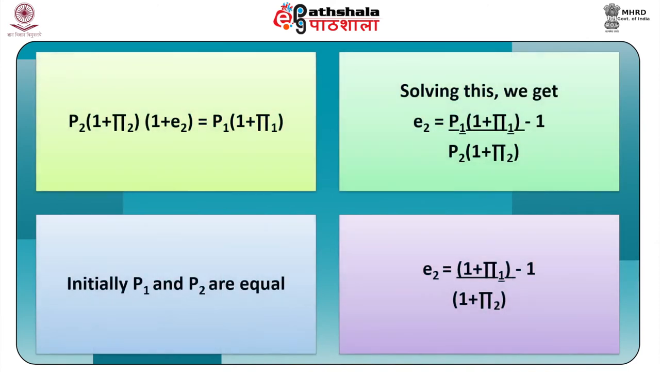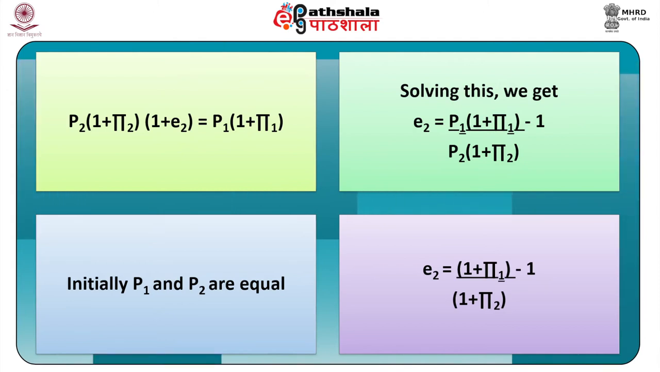Nation 2's price index from the point of view of nation 1's consumer becomes P2 × (1 + pi 2) × (1 + E2), where E2 represents the percentage change in the value of nation 2's currency. E2 changes so as to maintain parity in the price indexes of the two countries. Since the price index of nation 2 gets equalized to nation 1, we can write the equation as follows: P2 × (1 + pi 2) × (1 + E2) is equal to P1 × (1 + pi 1).